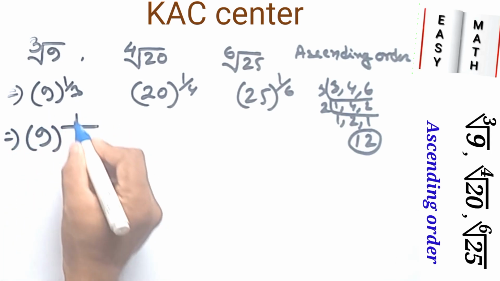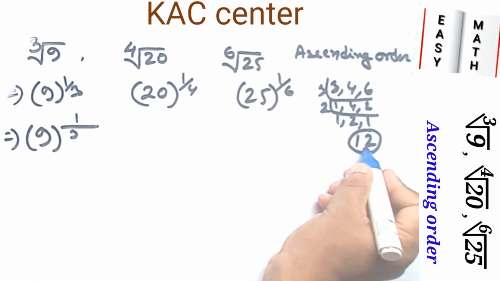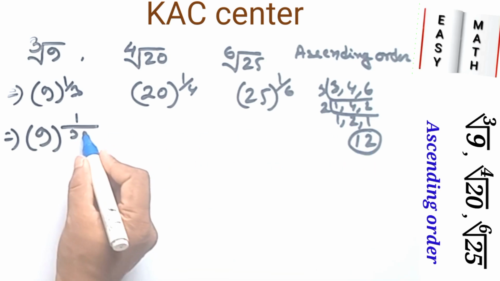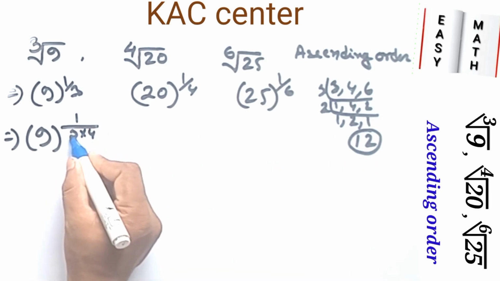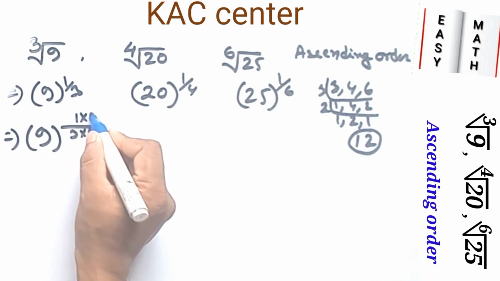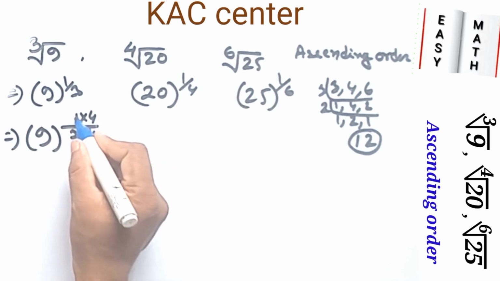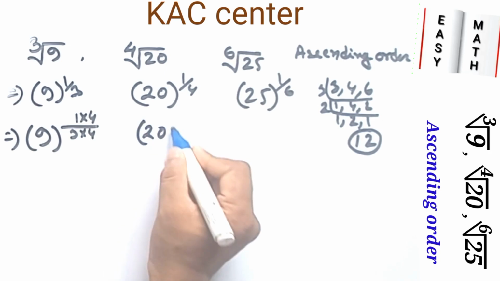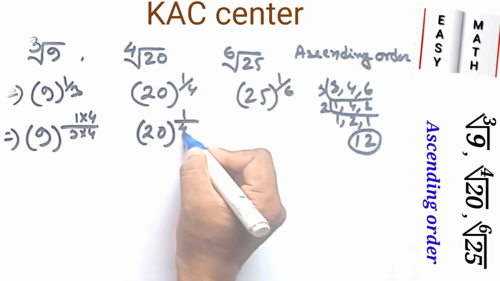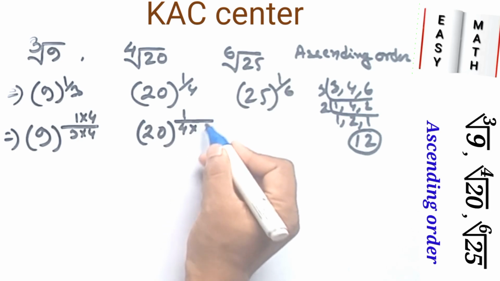This is 1 by 3 and the LCM is 12. So we make this 12. So 3 into 4 makes 12, and this is 4. 4 and 4 cut. So this is 1 by 3, and similarly this is 1 by 4, and so we make this 12.